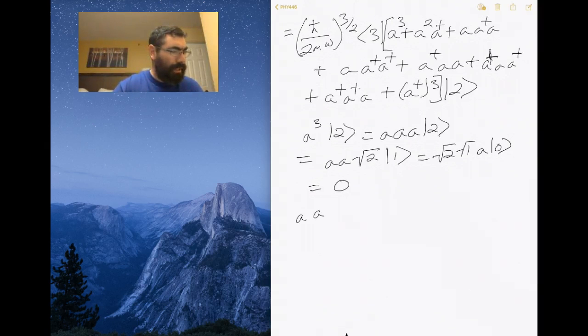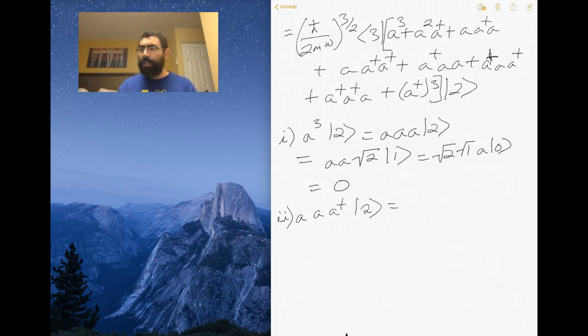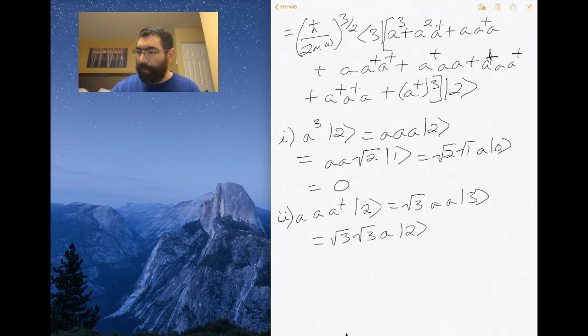A dagger a a operating on the state 2. This is the first term, this is the second term. A dagger operating on state 2 raises it to state 3, so I get the square root of 3. And I lower this 3, so I get the square root of 3 times the square root of 3, a on the square root of 2, which is the square root of 3, square root of 3, square root of 2, and the state 1.